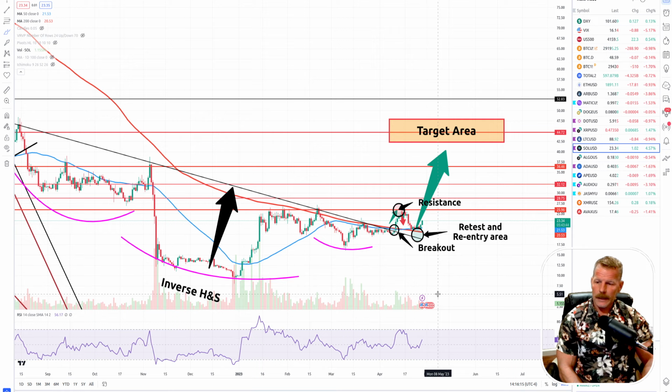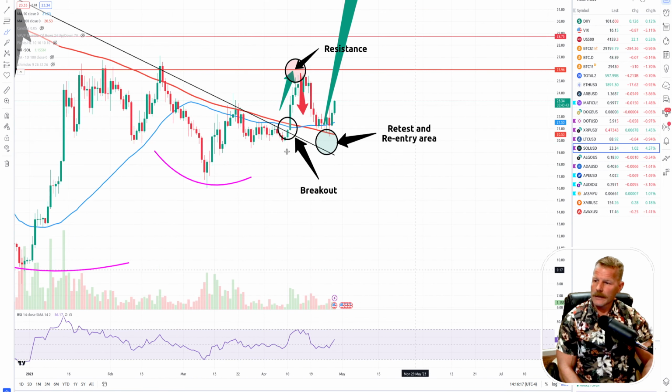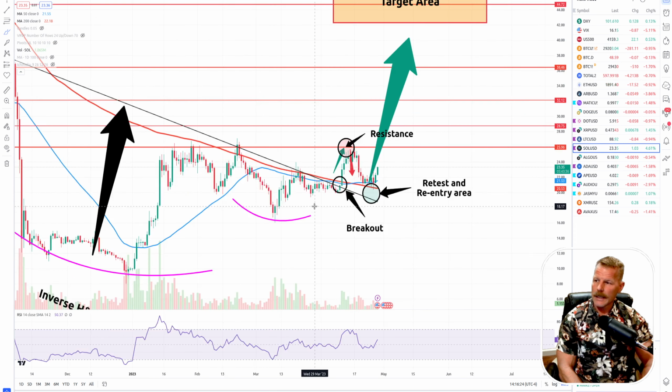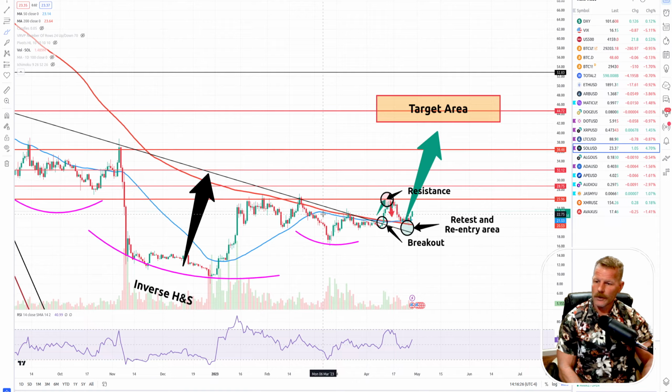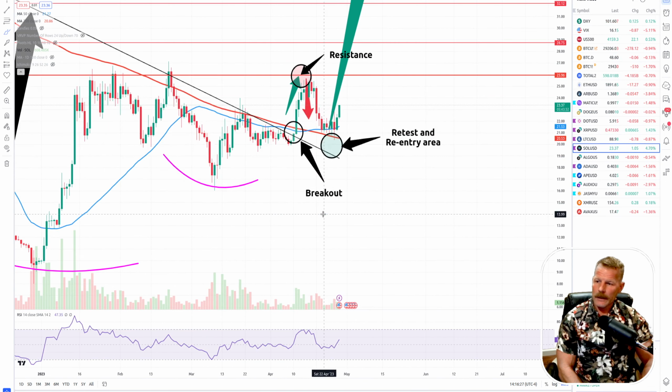Solana, I'm expecting us to come back down here, test the top side of this descending line. What is that line? That is a neckline from an inverse head and shoulders pattern. And again, we have not come down and retest that yet. So somewhere down in this area, I would expect Solana to go. And that's where I look to enter a long trade.